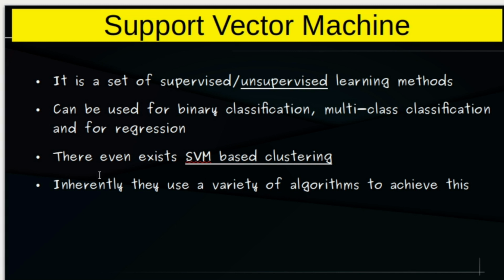Given a training data set where each example belongs to one of the classes in the dataset, SVM will construct a model that can assign new examples to one category or the other. SVM can be used for both supervised and unsupervised learning tasks such as classification, regression, and clustering.